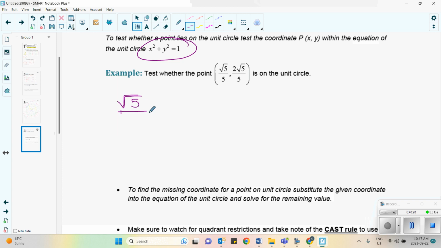So root 5 over 5 is my x. I'm going to square that, plus 2 root 5 over 5 squared, which should equal 1 if it is a point on the unit circle. If it doesn't equal 1, then it's not a point on the unit circle.